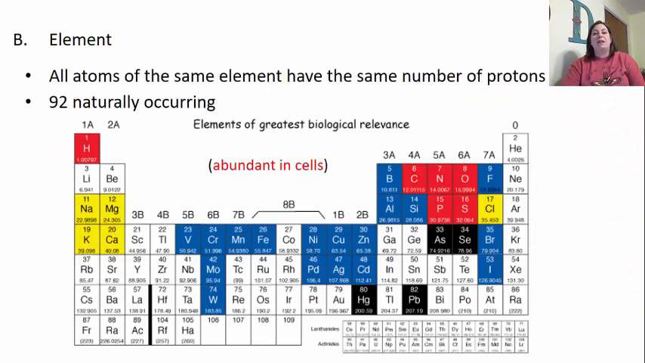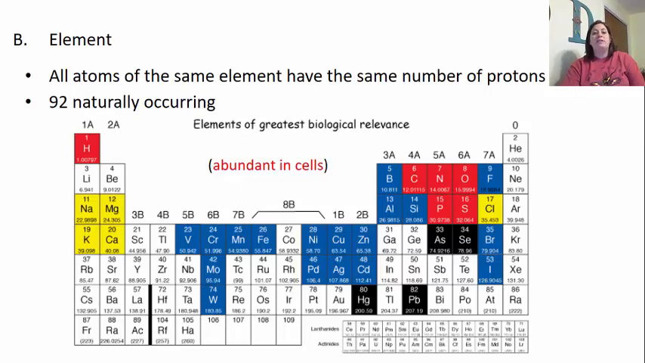Now guys, when we talk about an element, all the atoms of the same element have the same number of protons. And so when we look at the case with carbon, that means all carbons have 6 protons. If we're looking at oxygen, all oxygen have 8 protons. All right, and so this allows us to put these into a structure that we call here the periodic table. There are 92 naturally occurring elements out in the world. However, you'll notice that your periodic table has more than 92 listed. These others that are not part of the naturally occurring 92 are man-made types of elements.